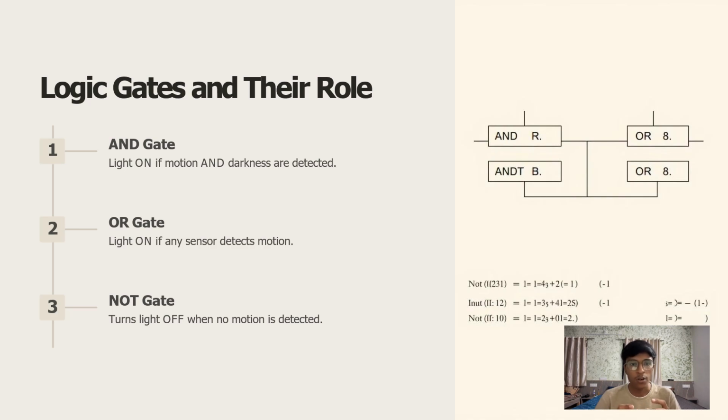In case of our product, for the AND gate, the light will be on if motion and darkness are both detected. In case of the OR gate, the light will be on if any sensor detects motion, and in case of the NOT gate, the light will be turned off when no motion is detected.